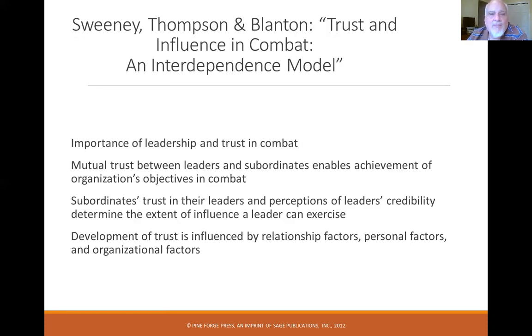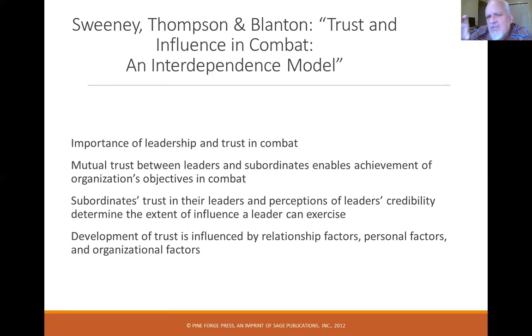Sweeney, Thompson, and Blanton, trust and influence in combat and interdependence model. Now we're talking a high-stress, potentially lethal work environment, combat. So you've got to have trust in your leadership. It just has to be. Mutual trust between leaders and subordinates enables the achievement of goals.